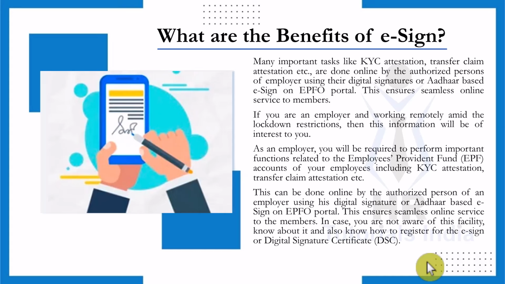In case you are not aware of these features or how to register for them, let's walk through the process. For employers who need to register for an Aadhaar-based eSign or DSC, you can do it directly on the EPF portal. Once registered, you will be able to easily approve KYC details and manage transfer claims without any hassle. The Aadhaar-based eSign is a convenient and quick alternative to the more technical digital signature certificate. With eSign, all you need is your Aadhaar number and you will receive an OTP on your registered mobile number for verification.